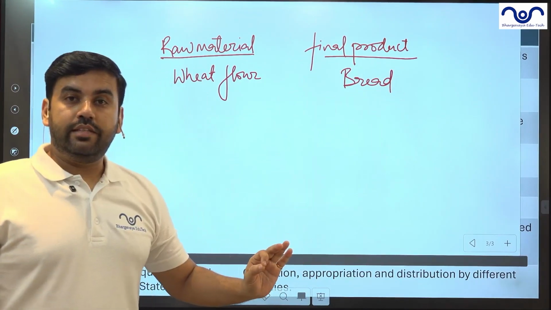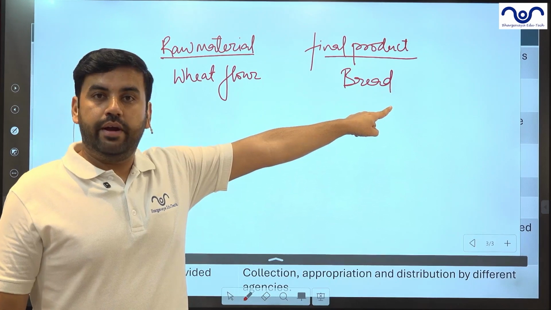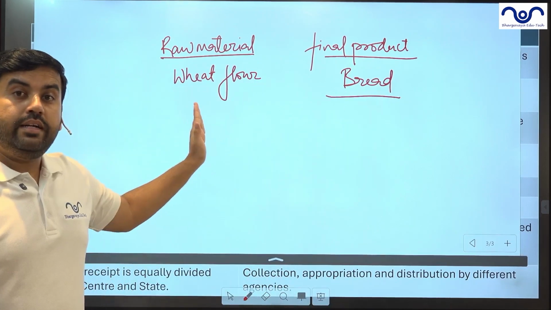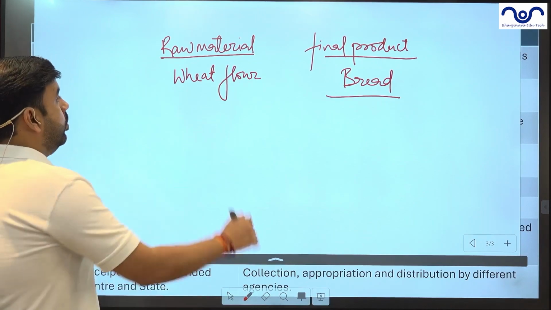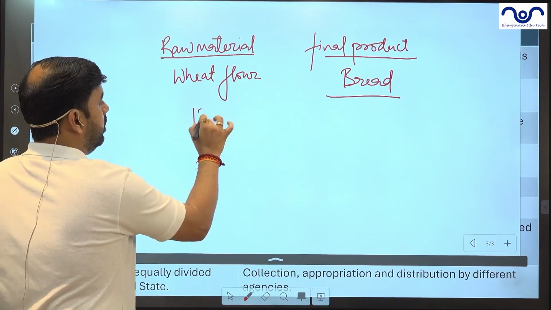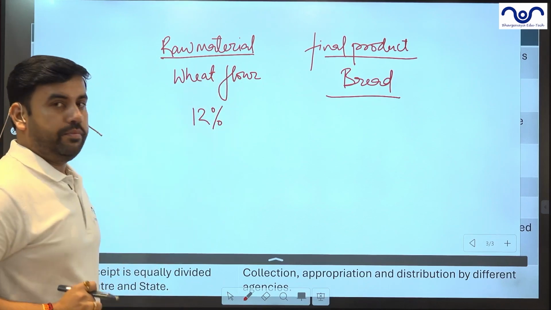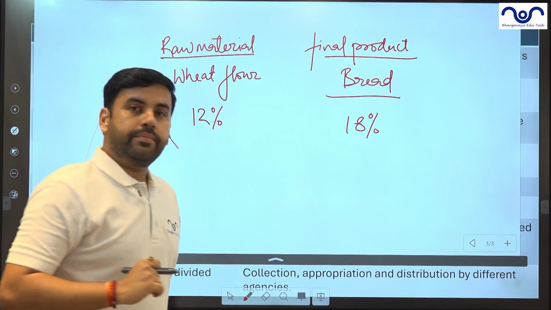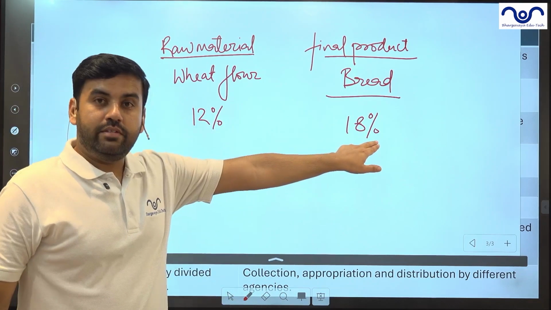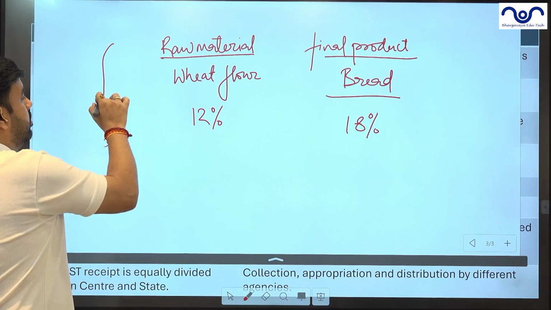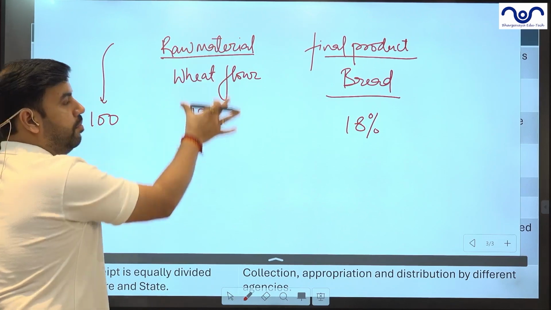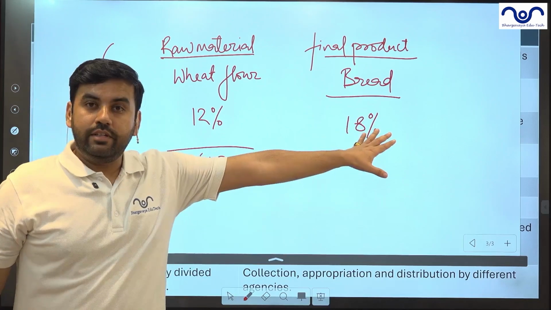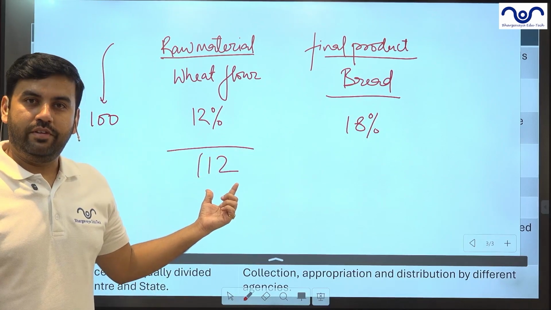Now according to GST, GST is implemented on the bread, right? So as it is implemented here, someone already paid a tax on this. So let's say the shopkeeper has paid 12% tax on this wheat flour. Consumer is paying 18% tax on bread. Now this 18%, the actual price was 100. So the raw material cost to the shopkeeper was 112. Now 18% will be imposed on this 112.